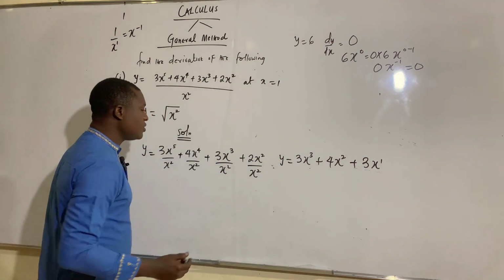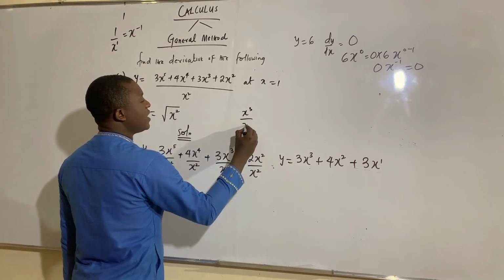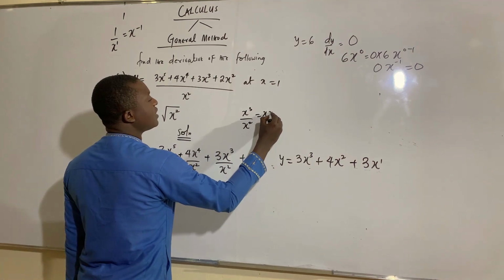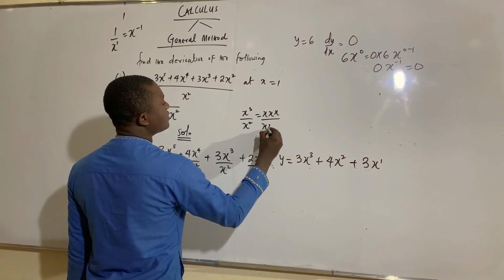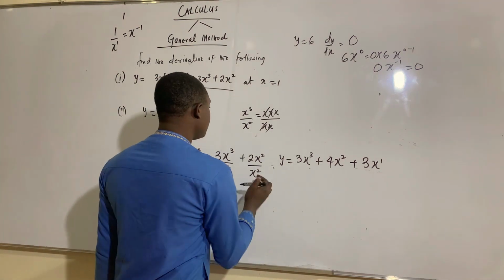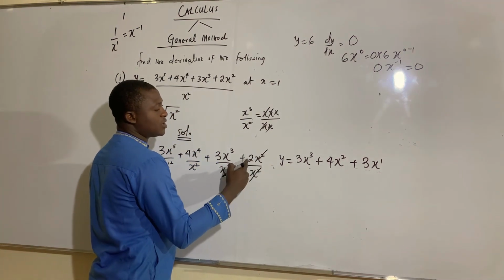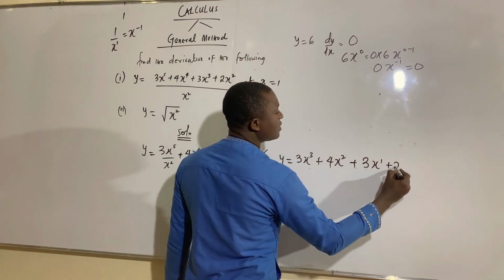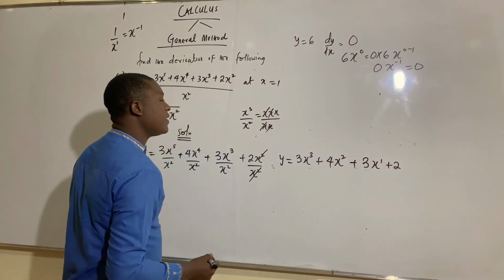I hope you are getting the way I'm doing it. This is x cubed over x squared, meaning x over x, just like a subtraction of powers. So we have x to the power 1 left here. So now you can see here x squared cancels x squared. What I have left here is 2. So now I can find the derivative of it.